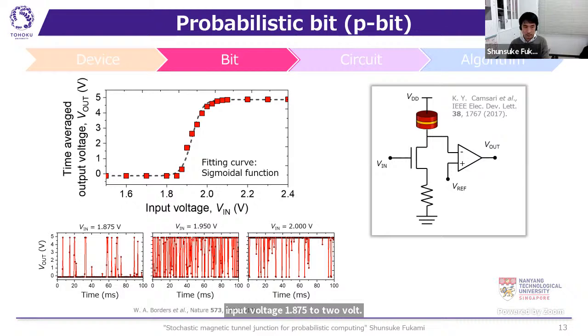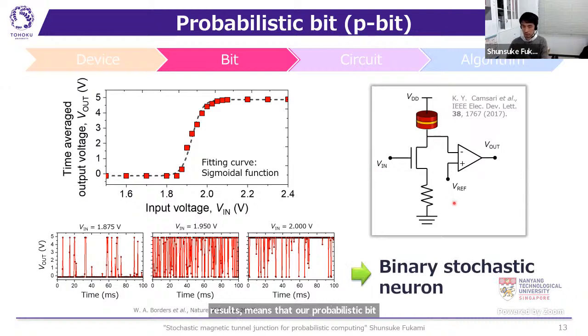So as you can see, at the input voltage of 1.95, we see a fluctuation with equal probability between 0 and 1, and the balance can be changed by just changing the input voltages. And this shows the time averaged output voltage, which can be well fitted by the sigmoidal function. So this result means that our probabilistic bit can be used as a binary stochastic neuron, which is the fundamental unit of the probabilistic computing or the stochastic neural networks.